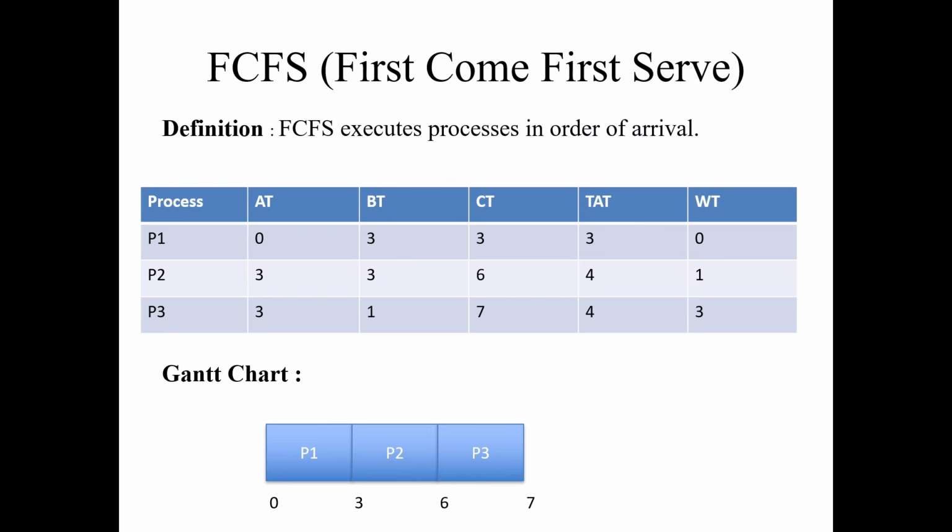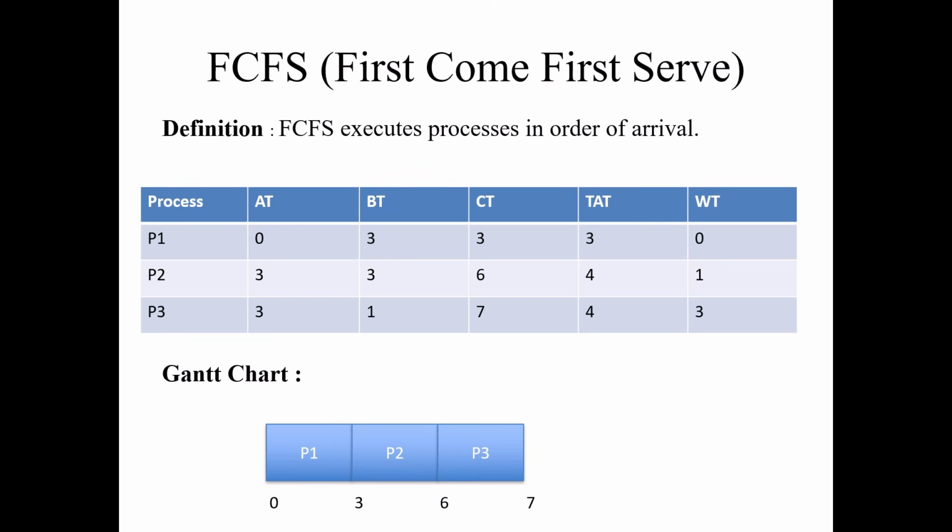Next, at the time of 3, there are two available processes, P2 and P3, in the ready queue. Since P2 arrived first, P2 is executed from the runtime of 3 to 6. Next, it will execute the remaining process P3 from the running time 6 to 7. After that, we need to calculate the completion time. The completion time for P1 is 3, P2 is 6 and P3 is 7.